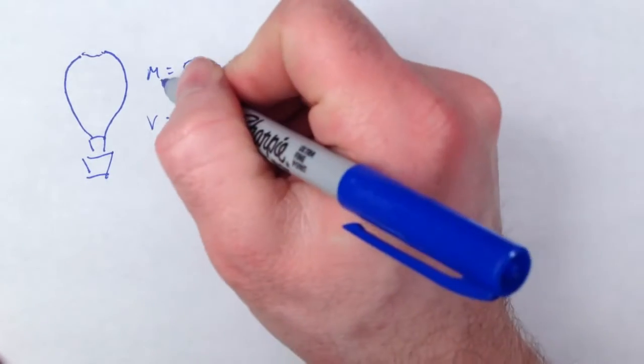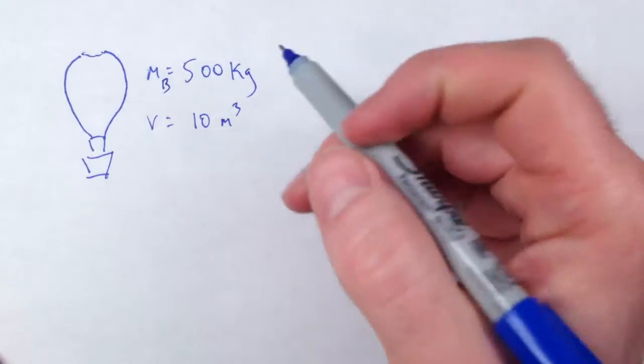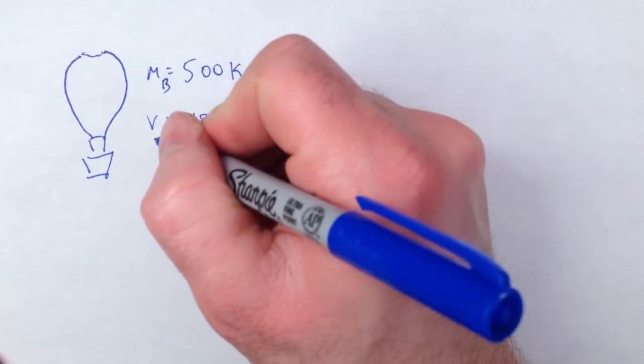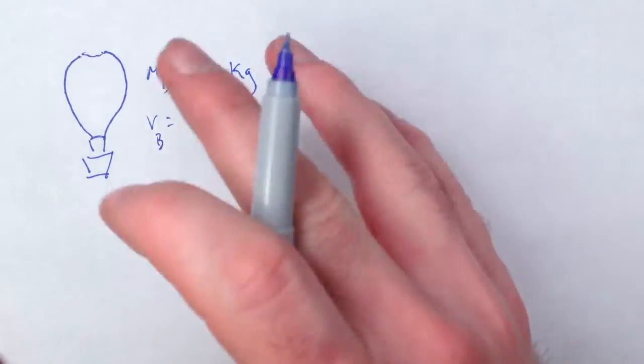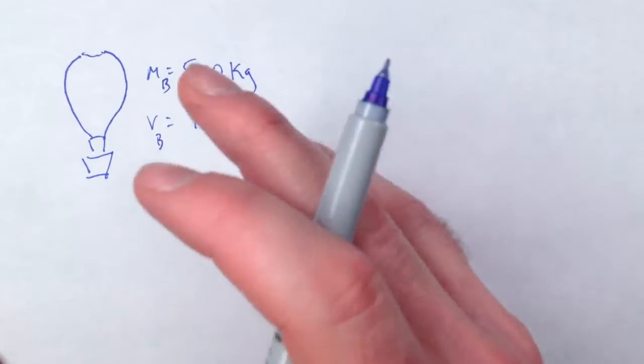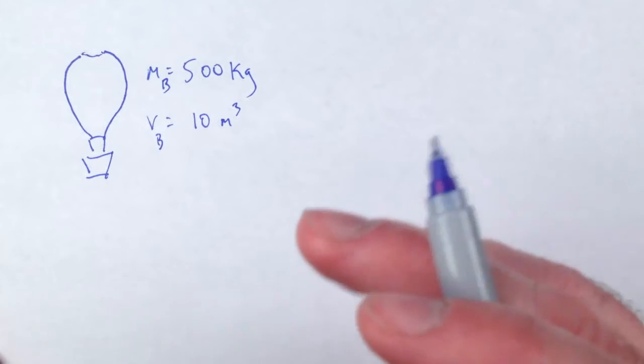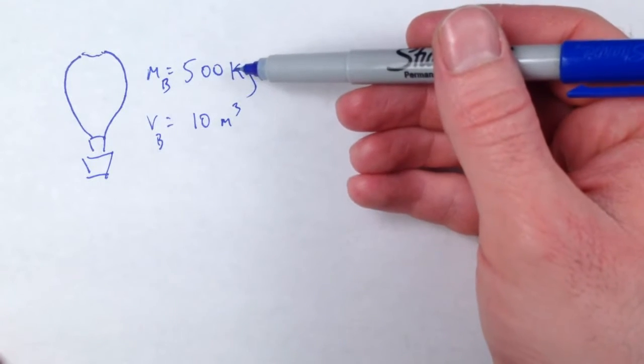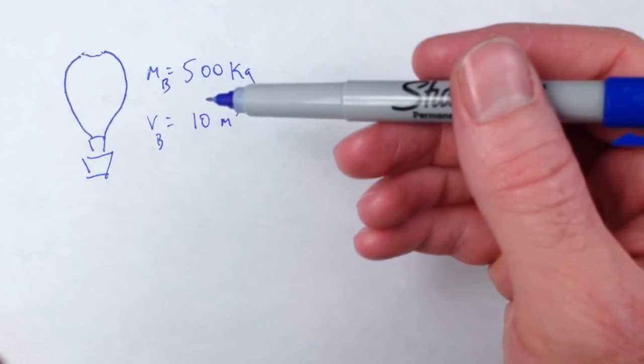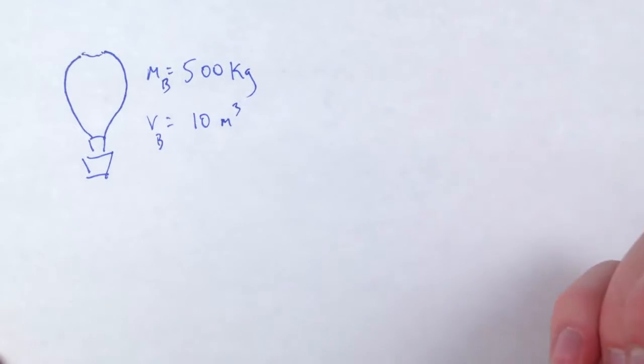Now, I want to make sure that I don't mix these up with the mass and the volume of the air. So I'm going to stick a little b here as a subscript. So that's the mass of the balloon. This will be the volume of the balloon. Later on, I'll refer to it of the air. So that'll be a subscript of a. Anyway, so we've got a mass of 500 kilograms, a volume of 10 cubic meters.